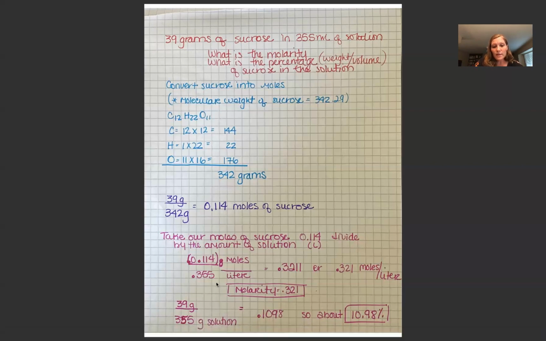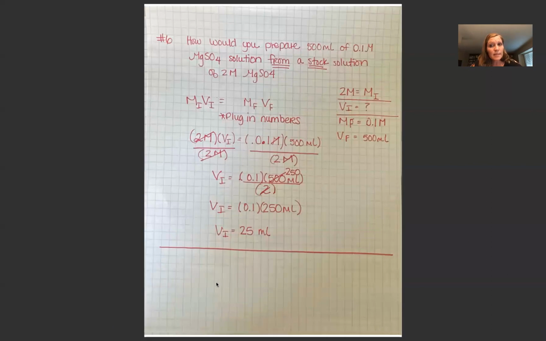The next one that I'm going to go over, so this was number 3. The next one I'm going to go over is number 6. This question asks how you would prepare 500 milliliters of a 0.1 molar solution of magnesium sulfate from a stock solution of 2 molar magnesium sulfate.